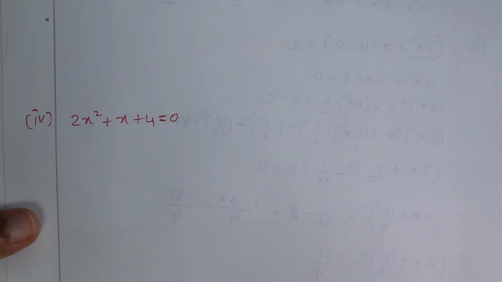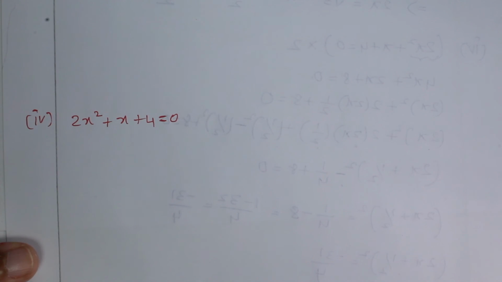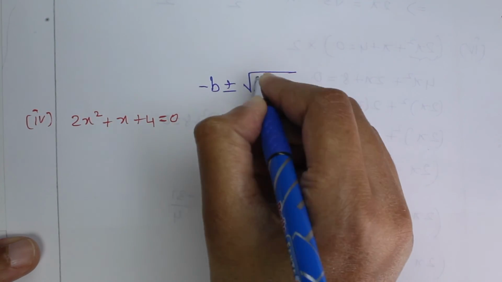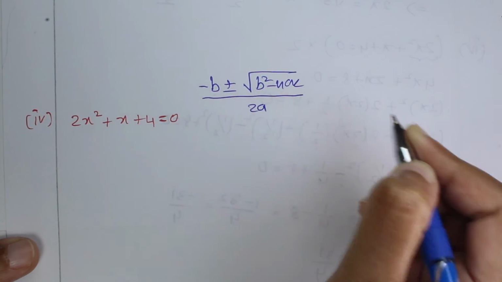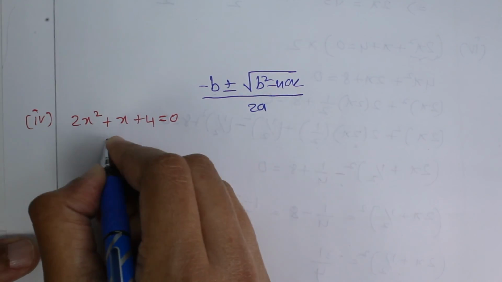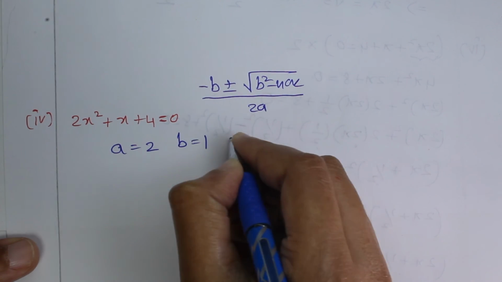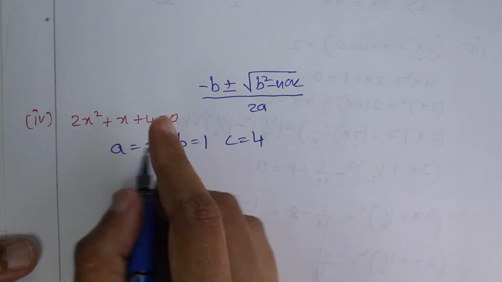Now let's move to the last part of this question. 2x square plus x plus 4 is equal to 0. Again using the formula minus b plus or minus square root of b square minus 4ac by 2a. So here a is equal to 2, b is equal to 1, c is equal to 4. So I am substituting these values in this equation.